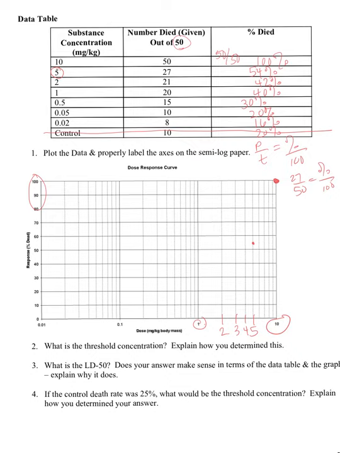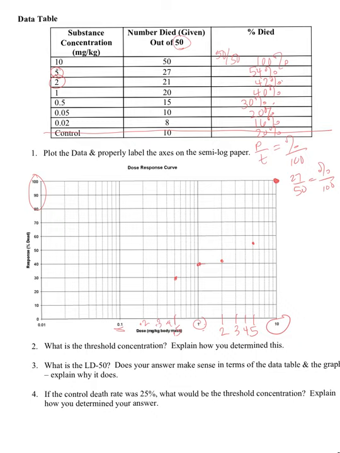The next one, my 2, is going to be at 42. So I go to 2 and 42, I'm going to go like so. 1 is at 40%, so I'm going to plot it there. Then 0.5, so now I'm in this 0.1 to 1 range, so this is 0.2, I'm counting by tenths, 0.3, 0.4, 0.5. Okay, so 0.5, and I'm going to go to 30% there.